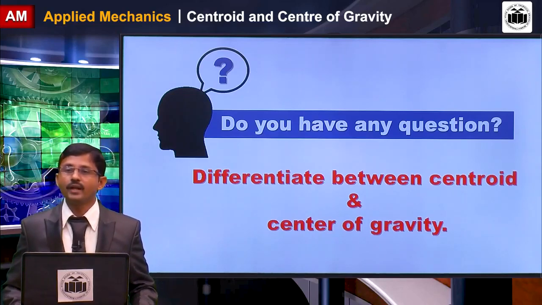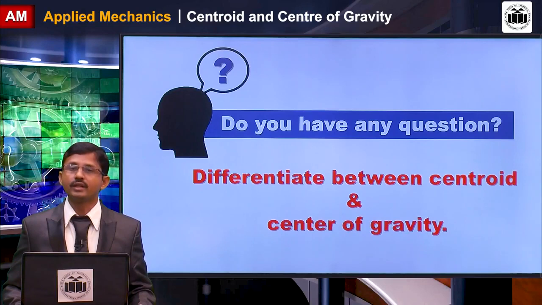Centroid is defined for a plane lamina having two dimensions, and center of gravity is defined for a body having three dimensions, that is length, breadth and depth. In centroid, the total area of that figure is concentrated at a point. In case of center of gravity, the total weight or mass of that body is concentrated.